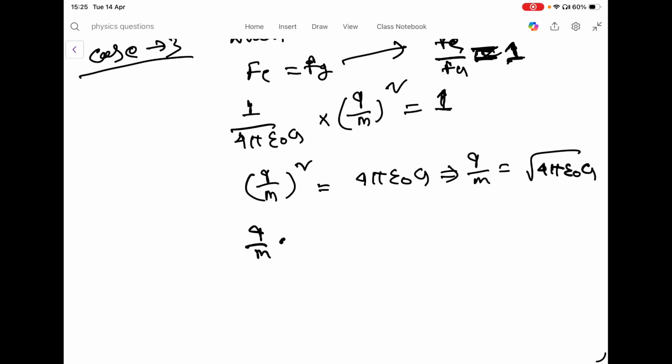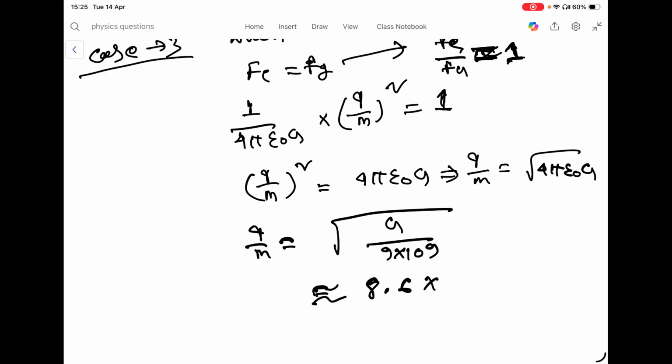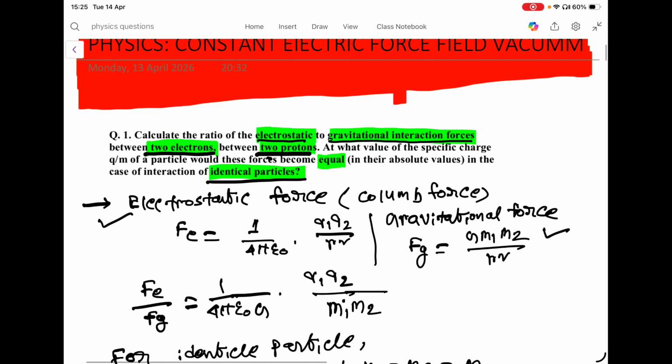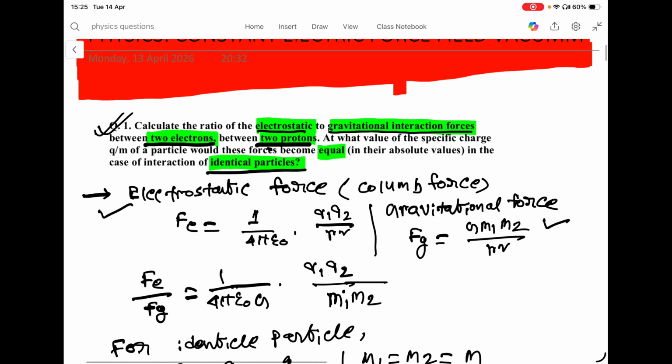So ultimately Q by M is equal to root under G by 9 into 10 to the power 9. It will have an approximate value of 8.6 into 10 to the power minus 11 C per kg, right? So this was the first question for us. Try to read the first question carefully, and write the given data in your copy. After that, just put the values in your calculator, and you will easily get the answer.